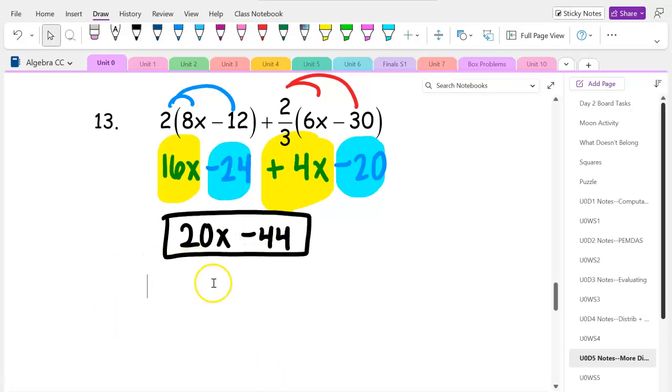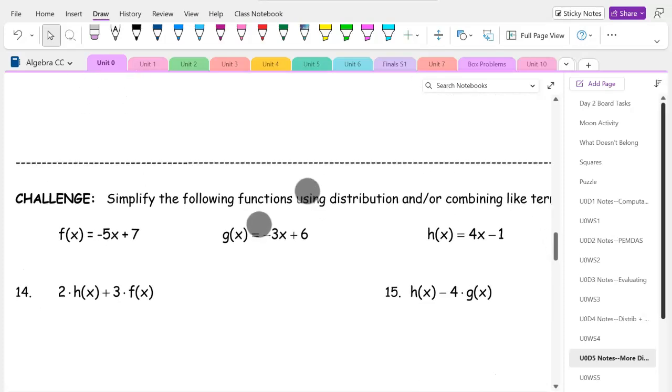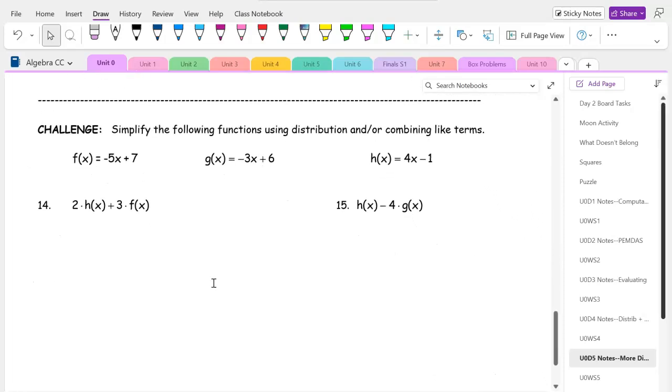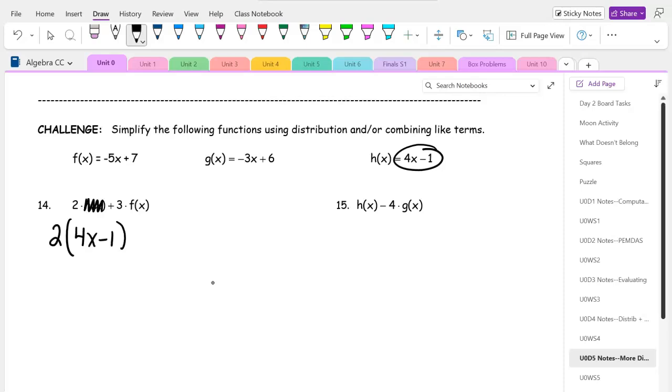All right, if you're still with me, we're going to move to our challenge problem. So we are now going to look at this, but with function notation. Simplify the following functions using distribution and/or combining like terms. We practiced this a little bit in the previous lesson. First thing we have to do is set it up. So we have 2 times h of x. Bring down your 2, open your parentheses. You're going to find the function that says h of x. That's this guy. So you're going to put a 4x minus 1. Close your parentheses. So we just replaced that.